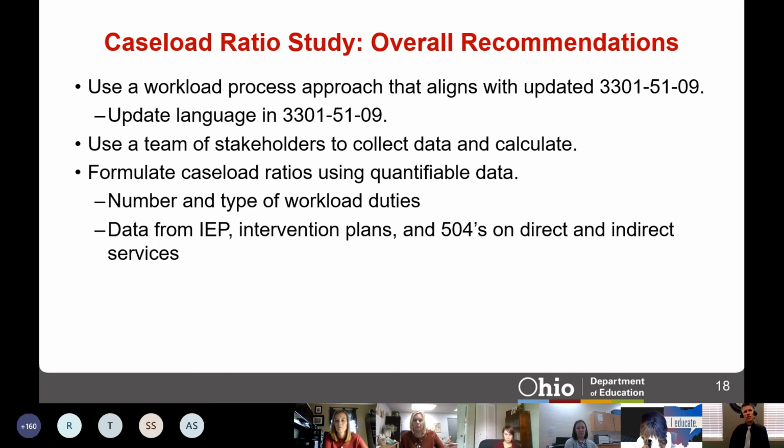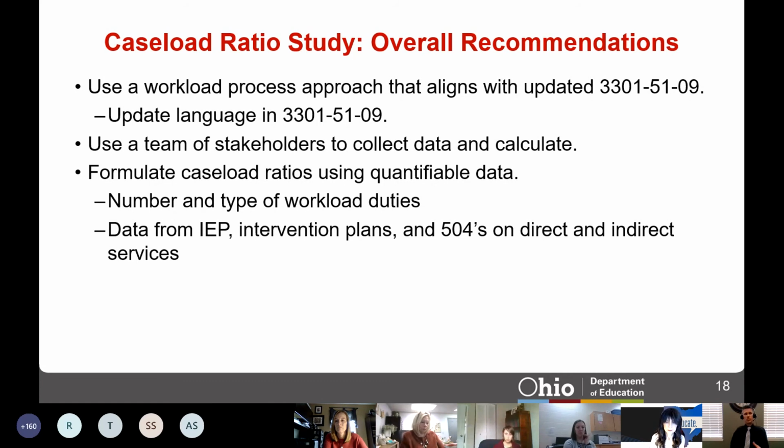You obviously can't do this by yourself. So when we're looking at workload, it is a very system-wide type of approach. And so we need to look at a team of stakeholders to help us collect data as well as to calculate those data.